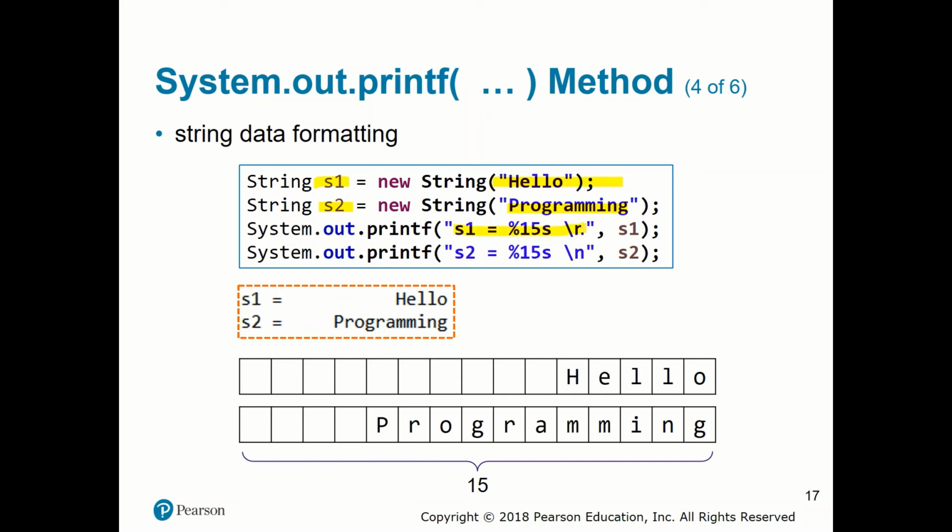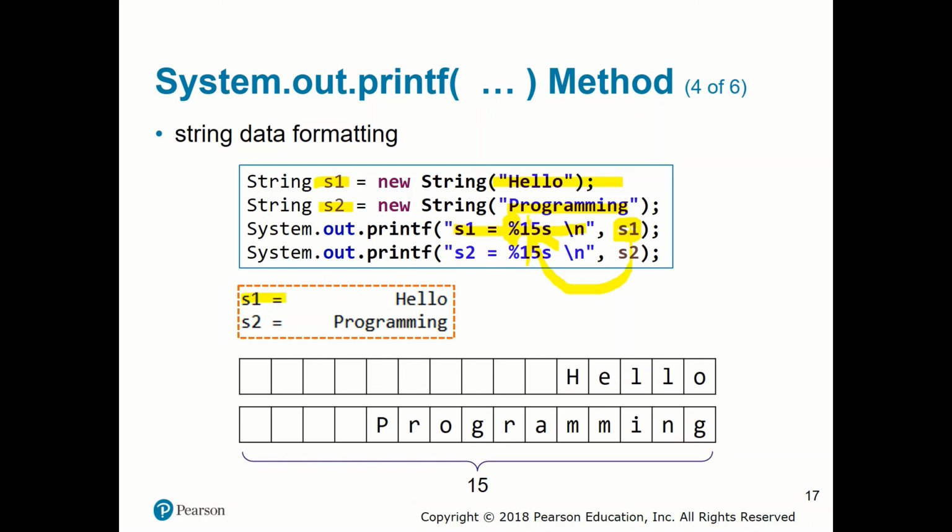However, if there is a part beginning with percent, like this, then this means that the data outside of the double quotes is put in this place. So S1 is outside of the double quotes, so S1 will be placed here to print out. So here is the output. S1 equals is printed out.